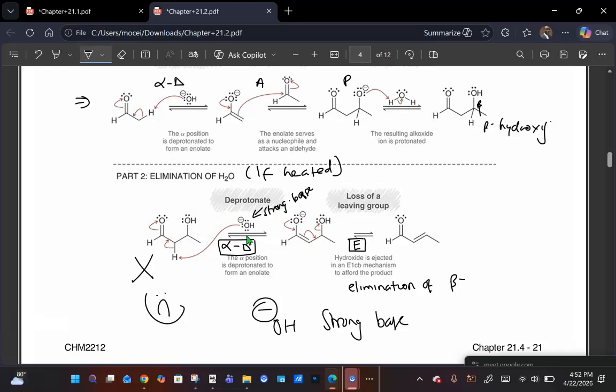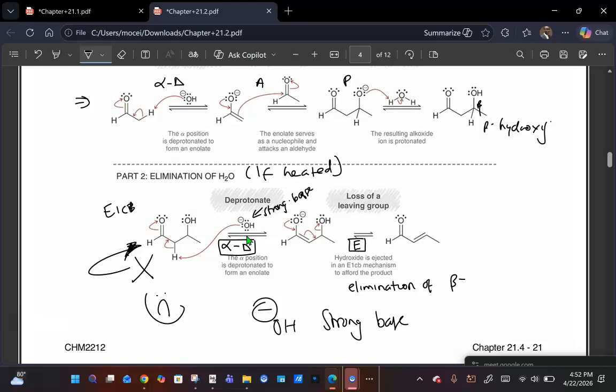You can also do it by E1 if it's in basic conditions. The mechanism should be E1CB. I started by telling you that authors and some professors will do it as an E2. That's wrong. But because it's drawn in your notes, you adopt the wrong thing. Anyway, it makes life easier for you. So it's alpha deprotonation and then an elimination.